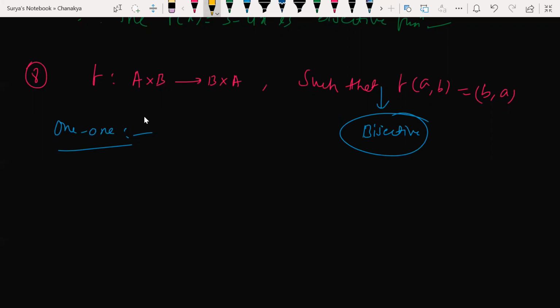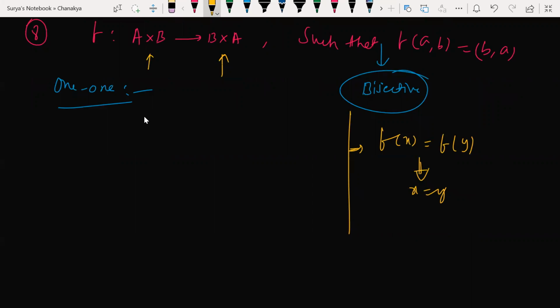For proving 1-1, let me give you a rough idea. For 1-1, I have to show that if f of x is equal to f of y, then x is equal to y. Then only it is 1-1. Here A cross B and B cross A are given. A cross B is nothing but ordered pairs like A comma B. For B cross A, the ordered pairs are going to be like B comma A. Very simple, right? You need to have an idea of that.